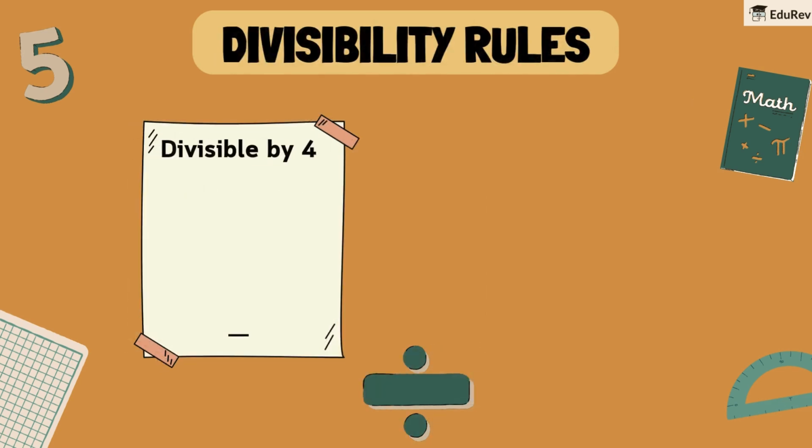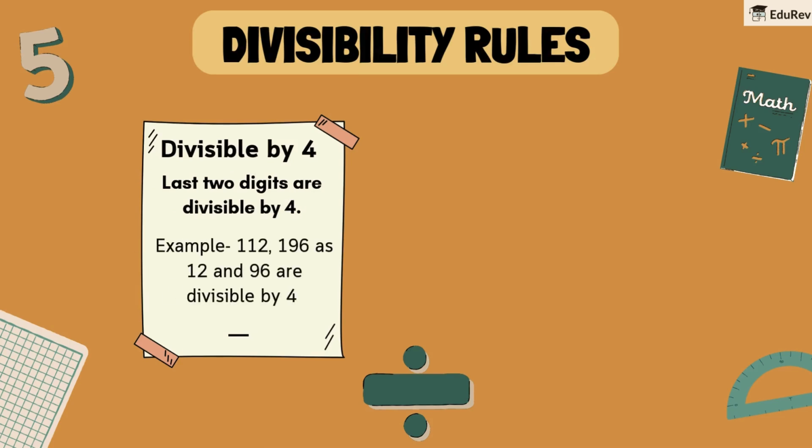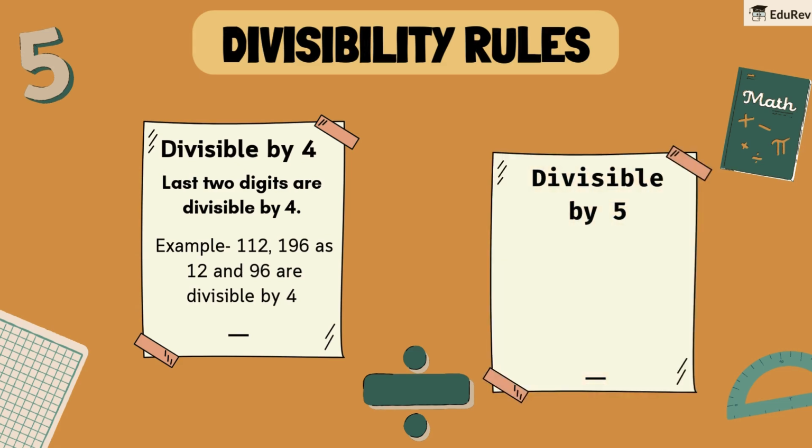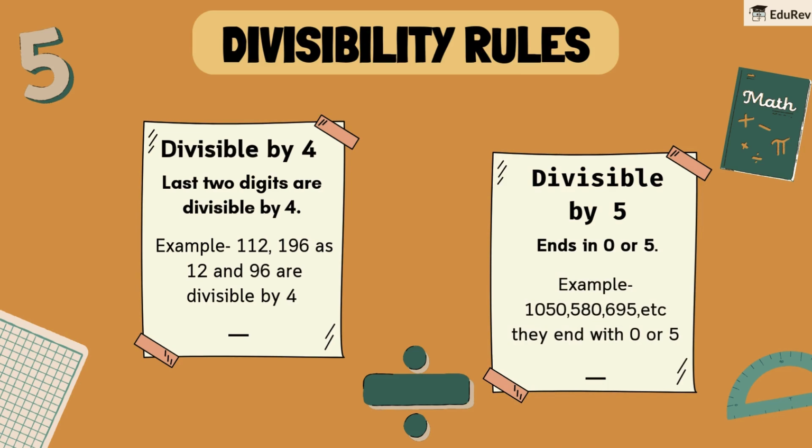If we want to check for divisibility by 4, we look at the last 2 digits of a number. For example, 112 and 196 are divisible by 4, since 12 and 96 are divisible by 4. To see if a number is divisible by 5, we check if it ends in 0 or 5. Examples include 1050, 580, and 695.